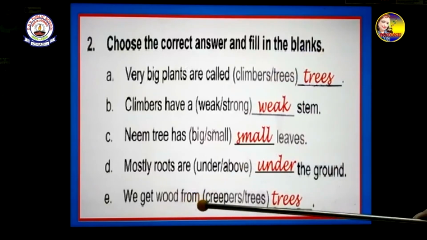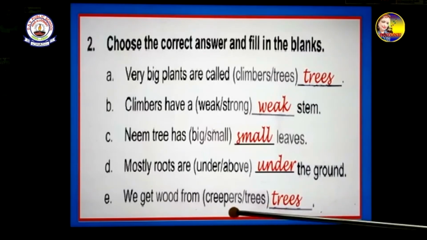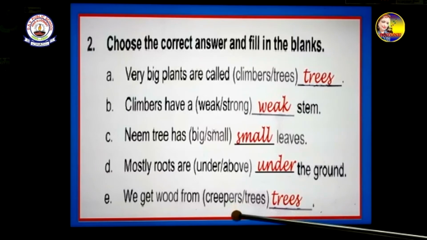We get wood from creepers or trees. Can creeper give us wood? No. Creepers are very weak plants. So we get wood from trees.